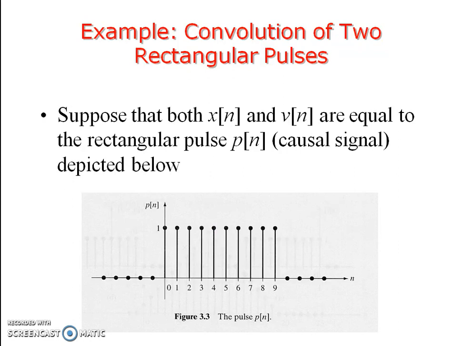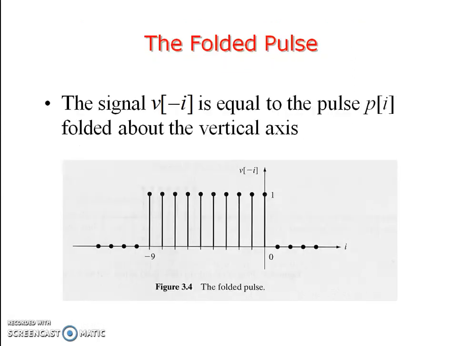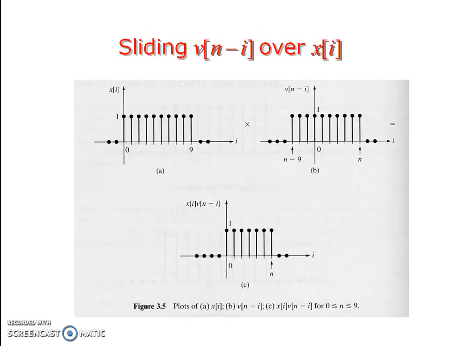For example, the convolution of two rectangular pulses. This pulse p of n is given as a causal signal. Let's see the convolution sum of that particular signal. Here we are considering the folded pulse v of minus i, so the signal is having 0 to minus n, or 0 to minus 9, here in figure 3.4.